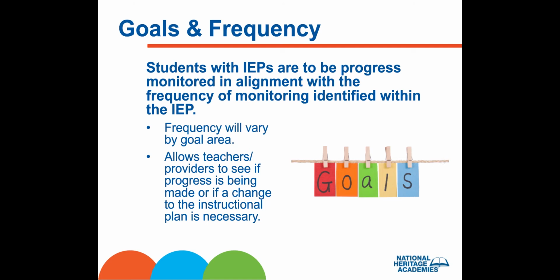For other goal areas, based on the frequency of the program or service or area of need being addressed, progress monitoring may be frequent but not weekly. For example, if a student is receiving speech services 2 times per month, it would be reasonable to progress monitor their skill acquisition during each session, or 2 times per month. The purpose of the monitoring schedule is to allow teachers and providers to see if progress is being made or a change to the instructional plan is necessary.